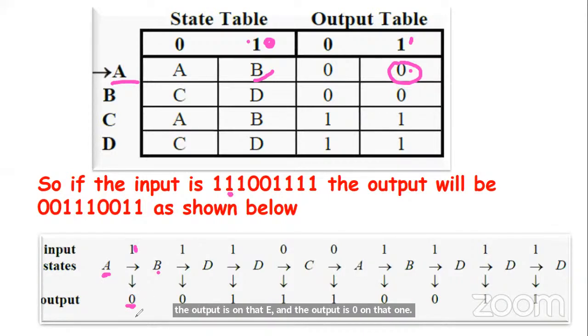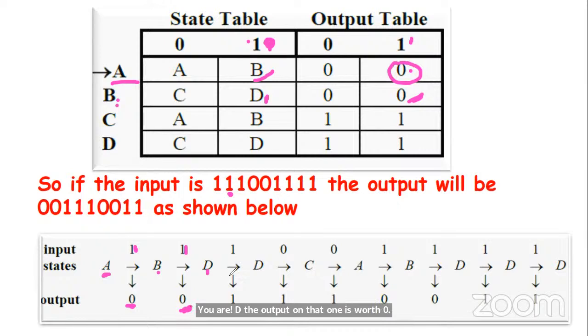You have a 1. Now it means that you are at B. You receive an input of 1. Where does it take you to? D. So you are at B, and you have moved to D here. Now, what is the output? You are at B. The output under 1 is what? 0. So this is the output you have here.